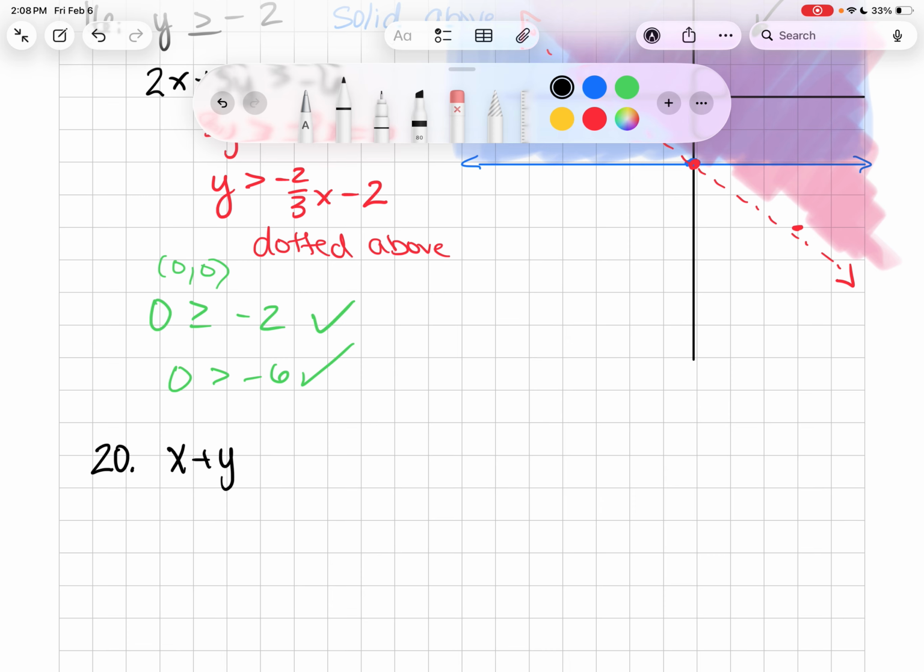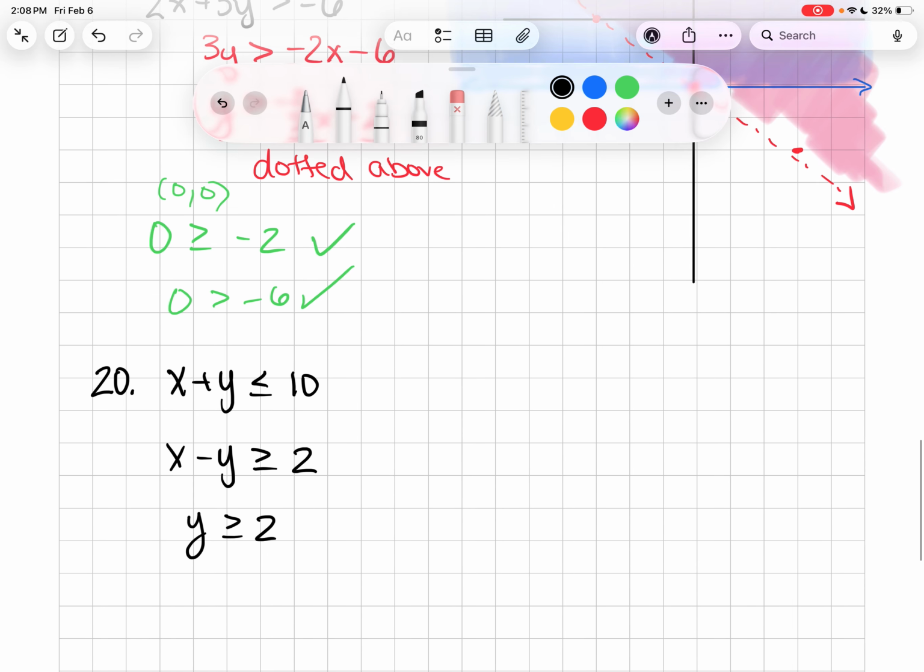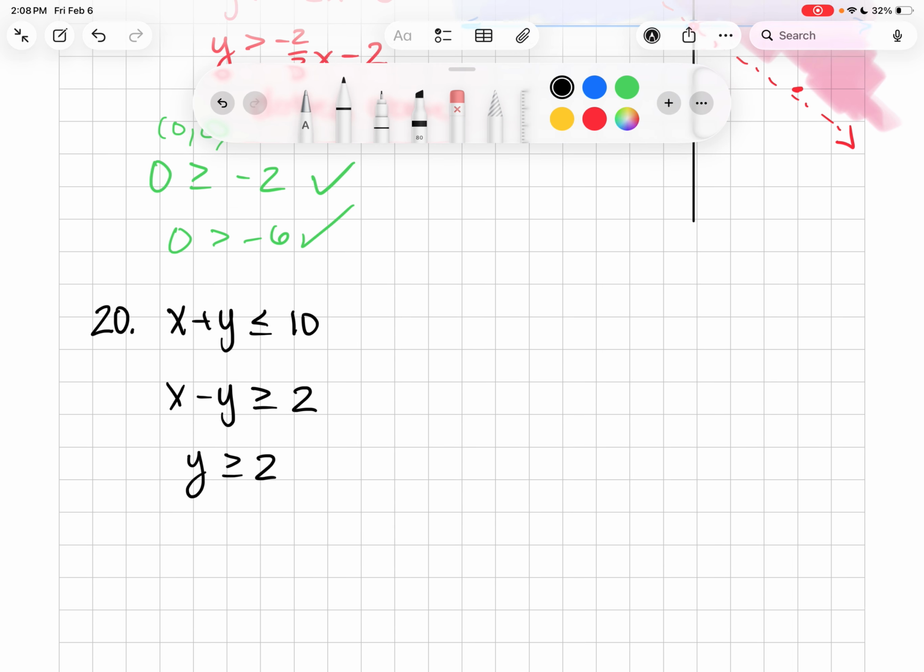x plus y is less than or equal to 10. x minus y is greater than or equal to 2. And y is greater than or equal to 2. What's different about this one? There's 3. So we need 3 colors now?